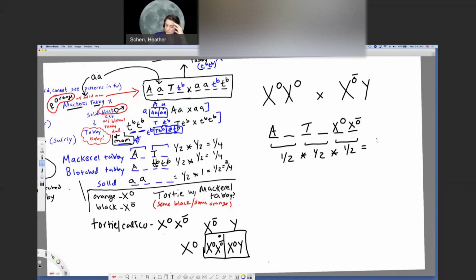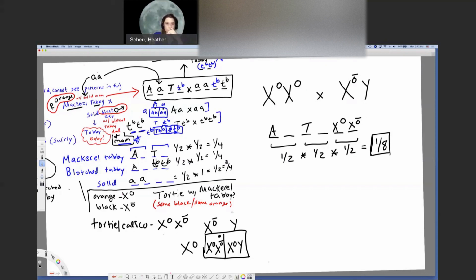3 times 2 is 4, 4 times 2. Do you agree with me? Okay. So the probability of this orange mackerel tabby and the solid black cat having a tortoiseshell baby with a tabby pattern in its patches is 1/8.